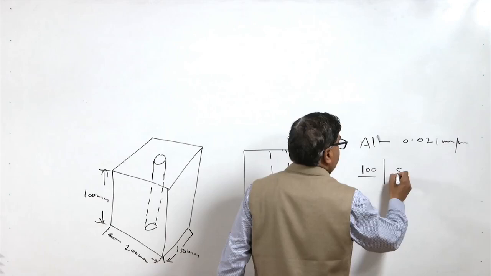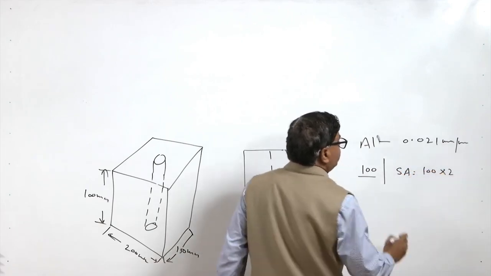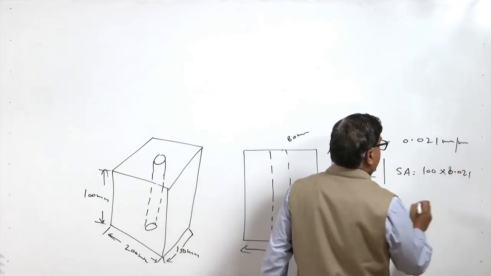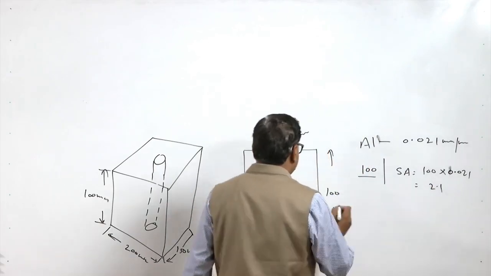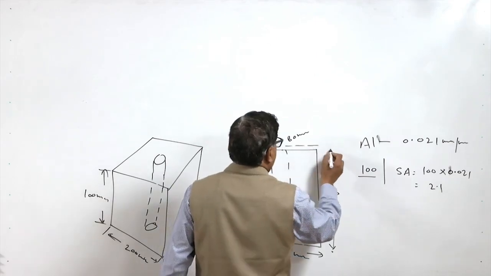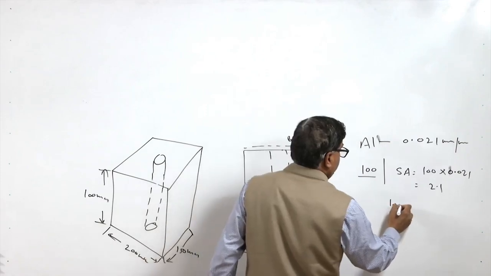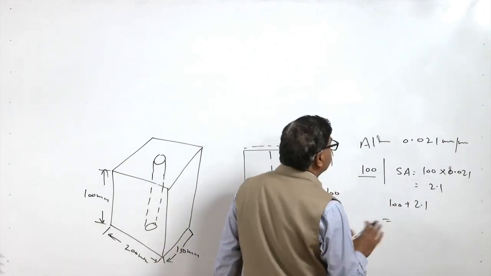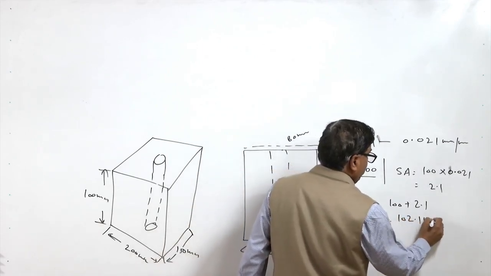So, the shrinkage allowance will be 100 multiplied by 0.021. So, the net dimension is 2.1. So, the total height will be added with the extra, 100 plus 2.1. So, the net height which will be given to the pattern will be 102.1 mm.